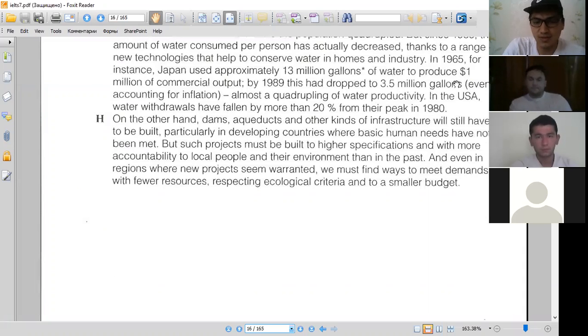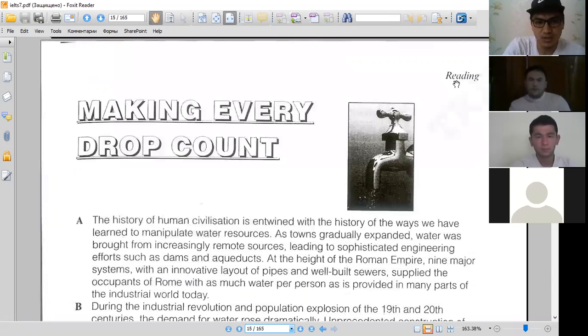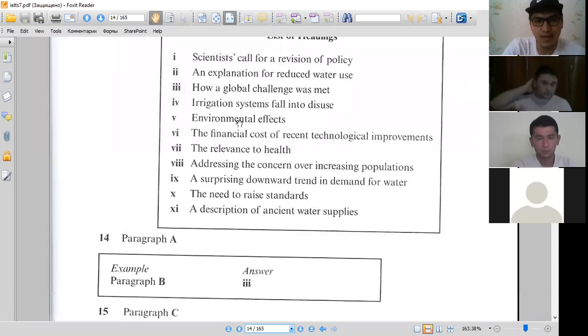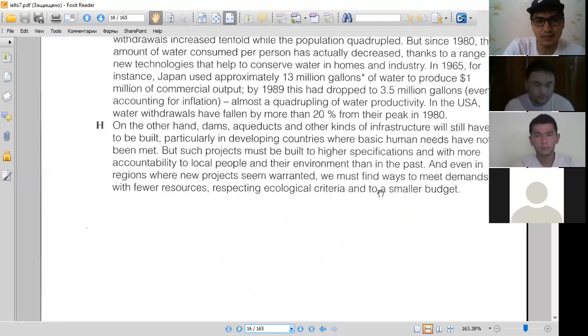Shuning uchun mana bu yerda ko'rishingiz mumkin. Here you can see, where is it? Explanation for reduced water use. Okay? Yes. So next, paragraph H.